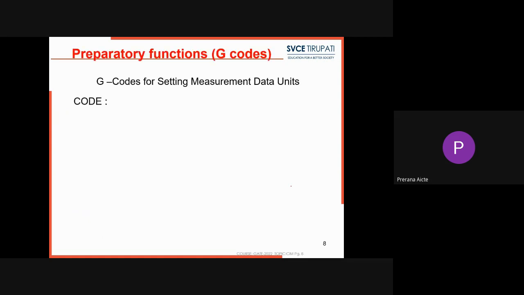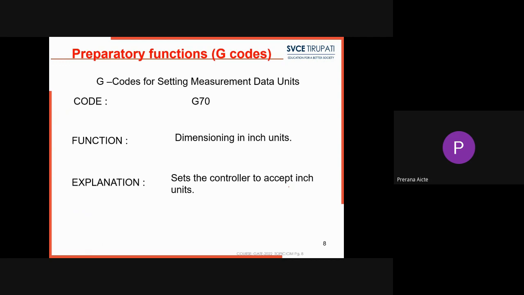Next, some of the preparatory codes, let us see. G70. G70 is nothing but dimension in inches. That means whenever we are going to write a program for a workpiece component, the programming has to be given in inches. So there are totally two different types of units during the machining.